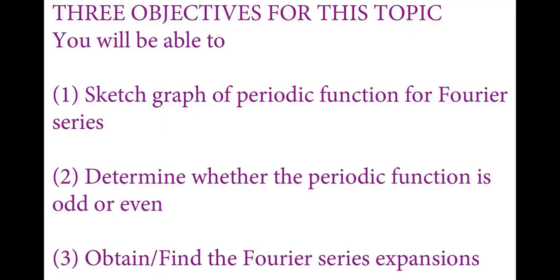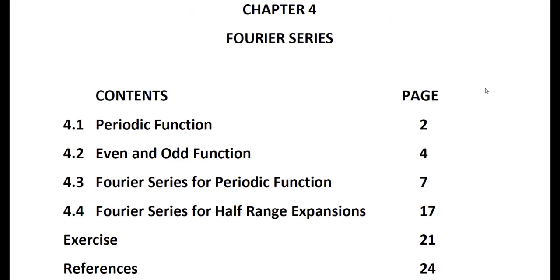In this chapter, we have 3 objectives. At the end of the class, I hope you will be able to, first, sketch the graph or predict the function for Fourier series. Second, determine whether the function is odd or even. And last, obtain or find the Fourier series expansion. In this chapter, you have 4 topics. The first is periodic function. The second is even and odd function. The third is Fourier series for periodic function, and the last is Fourier series for half-range expansions.